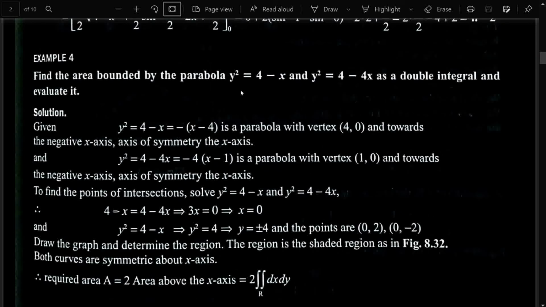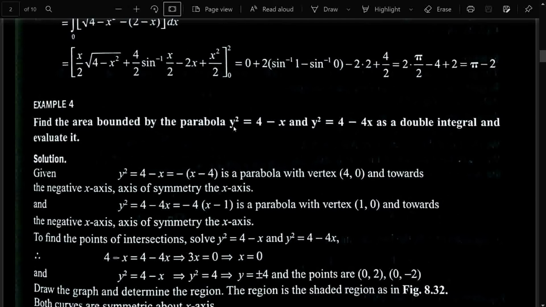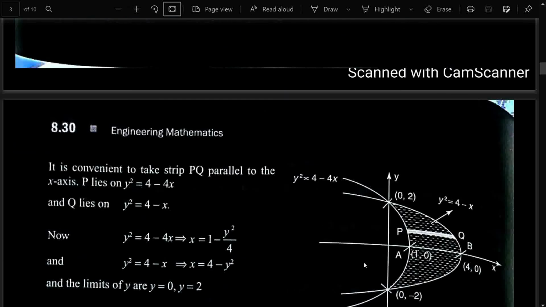And find the area bounded by the parabolas. These two are parabolas; do the double integral and evaluate it. How do you know that this parabola looks like this and the other equation looks like this? How do you know that?